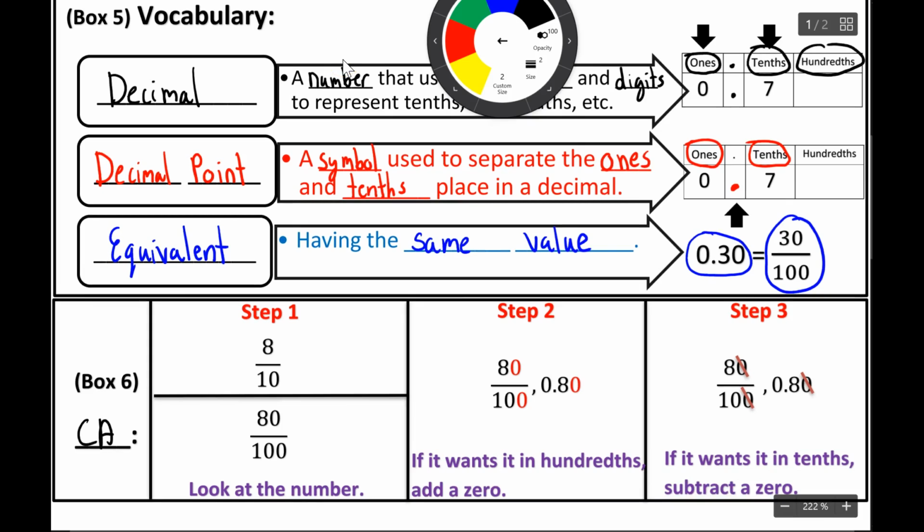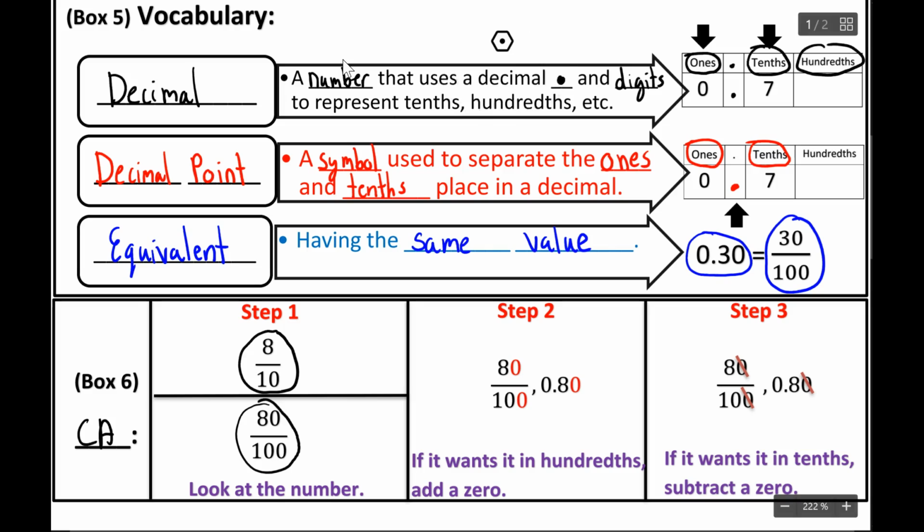Alrighty, going into Box 6, our critical attribute. Let's go ahead and look at these steps. And let's try to make sense of what's going on. Okay, so step 1 says look at the number. And by number, I mean fraction, right? So in this case, I have 8 tenths, or I'm going to have 80 over 100, okay, 80 100ths. I wouldn't have both of those, but I just wanted to show you what you would do if you were working with tenths, or if you were working with hundredths, okay?